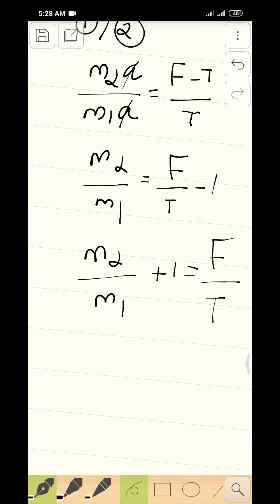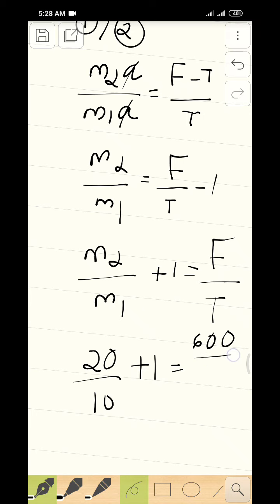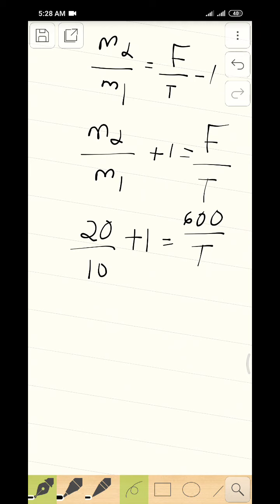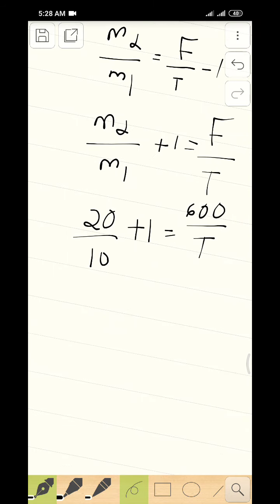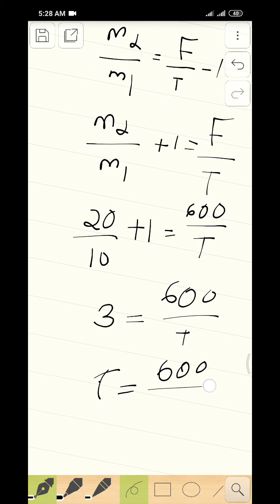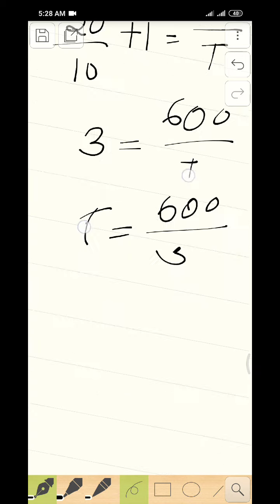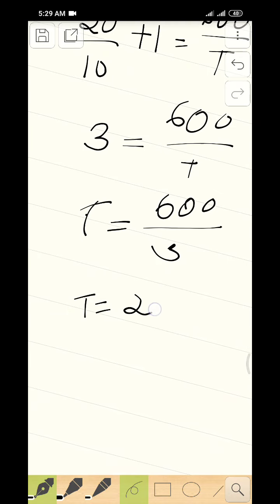So you can substitute the values. m2 by m1, where m2 is 20 and m1 is 10, plus 1 is equal to F, 600, divided by T. F is 600 Newton. So 3 is equal to 600 divided by T. So T will be equal to 600 divided by 3, so T is equal to 200 Newton. The tension value on the string is 200 Newton.